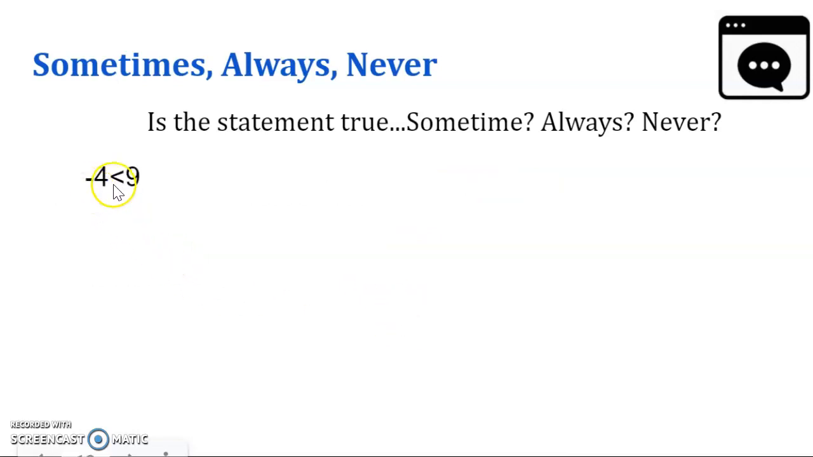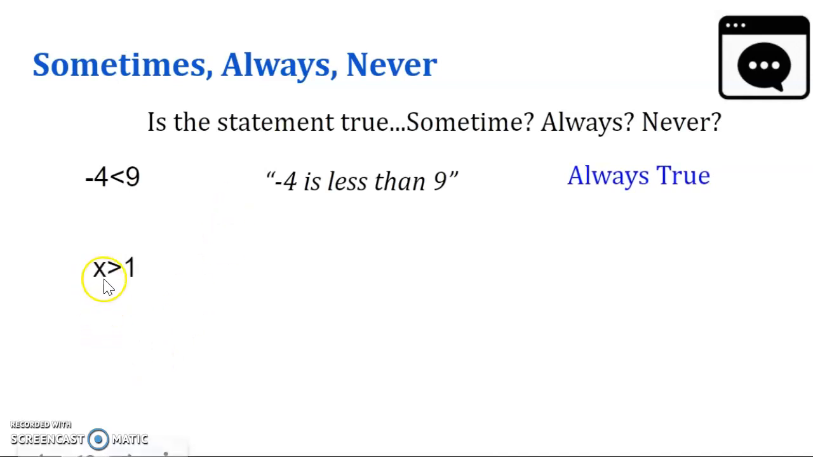Alright, what about negative 4 is less than 9? Is this going to be always true, sometimes true, or never true? Well, which is a bigger number? 9 is a bigger number, so the alligator mouth is opening to the bigger number. So negative 4 is always going to be smaller than 9. So that's always true.